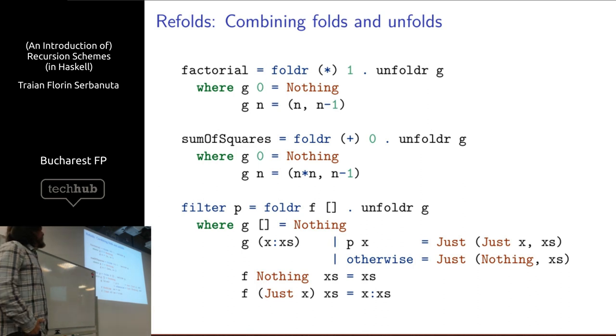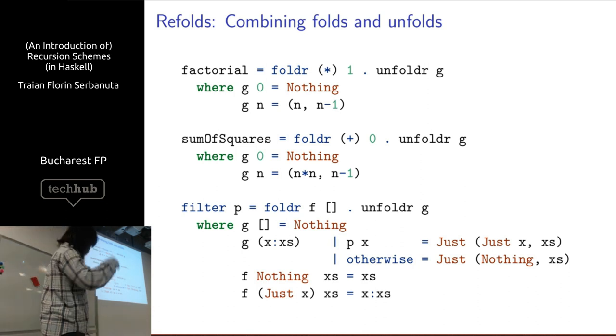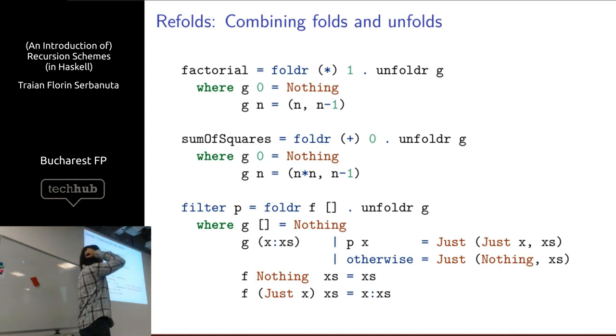Okay, and we also have this idea of refolds. I think the way they were putting it in one of the papers, precisely the paper that gave the title of the talk about bananas and other things, was that when you combine a fold and an unfold, basically your algorithm is of the shape of the structure, a list in this case. If we look at the examples, we can see why that is happening.